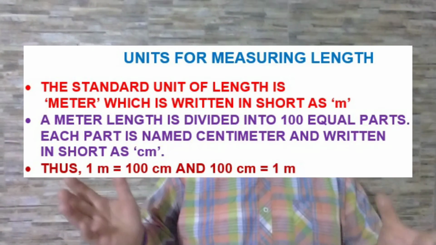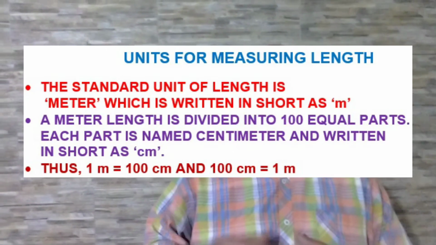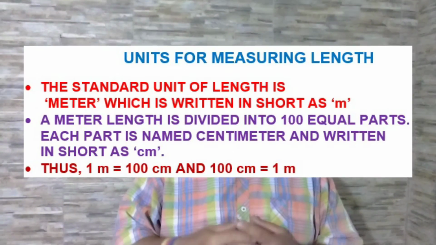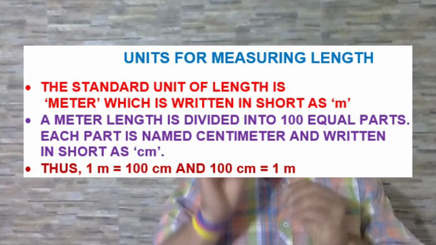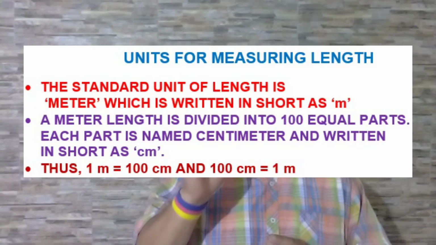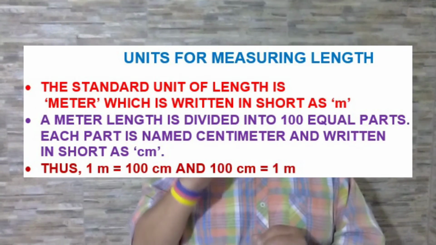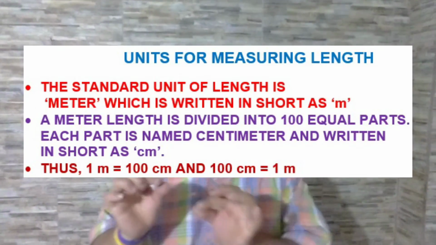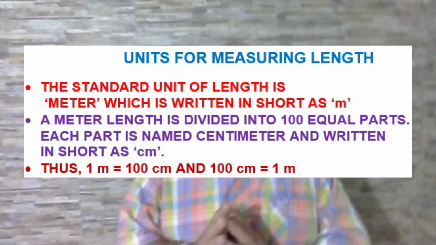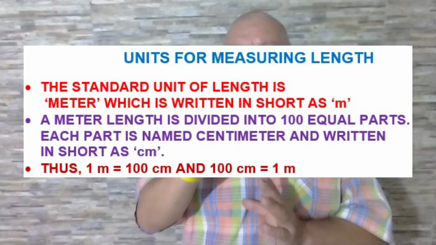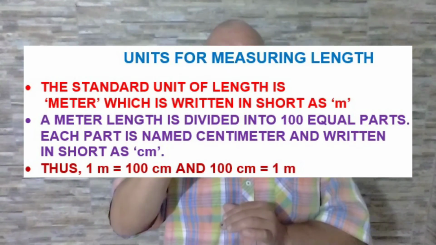Units for measuring length. The standard unit of length is meter, which is written in short as m. A meter length is divided into 100 equal parts. Each part is named centimeter and written in short as cm. Thus, 1 meter is equal to 100 centimeters and 100 centimeters equal to 1 meter.